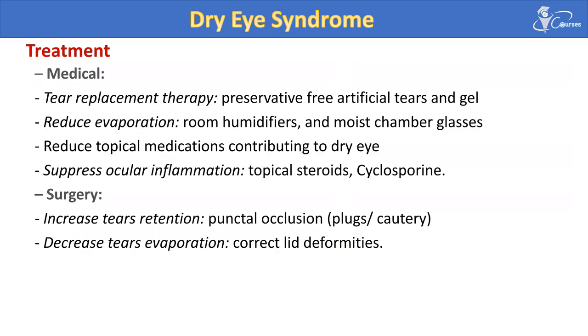So how would we treat a patient with dry eye? Treatment of dry eye syndrome can be depending on the case, the severity of the case, whether it is mild, moderate, or severe. We start our treatment by medical therapy, by tear replacement therapy. Those patients better receive preservative-free artificial tears and gel.